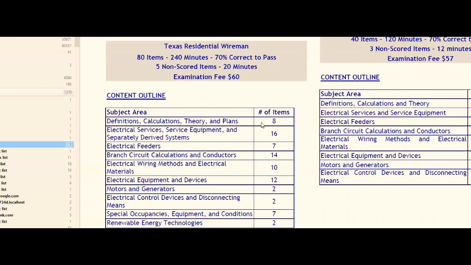I mean, you get 7 out of that. Now the 14, the branch circuit calculations and conductors. Those 14 questions, the ranges would fall under that category, or they could fall under electrical feeders, depending on whether or not they're doing branch or service calculations. But electrical wiring methods and materials, those 10 questions, come out of Chapter 3. And Chapter 3 is worth spending some time getting used to.